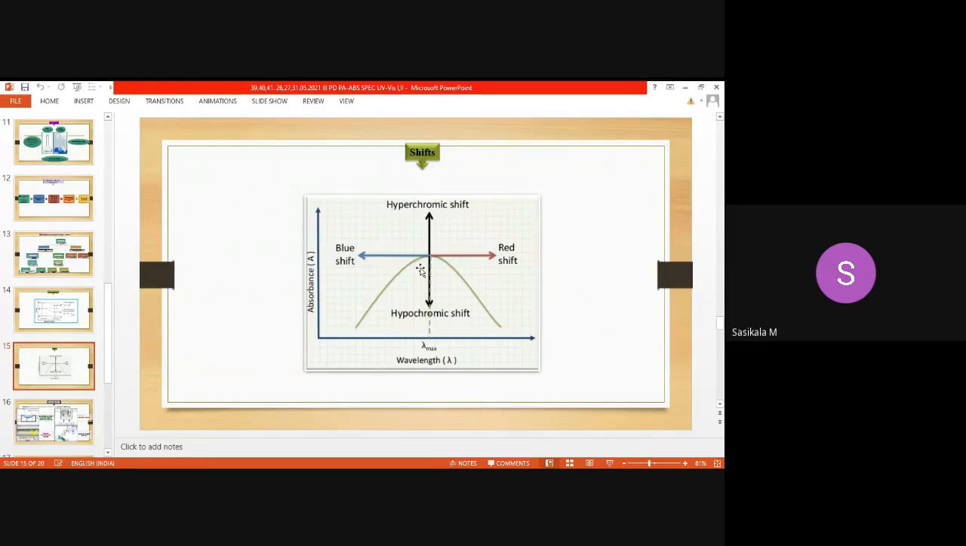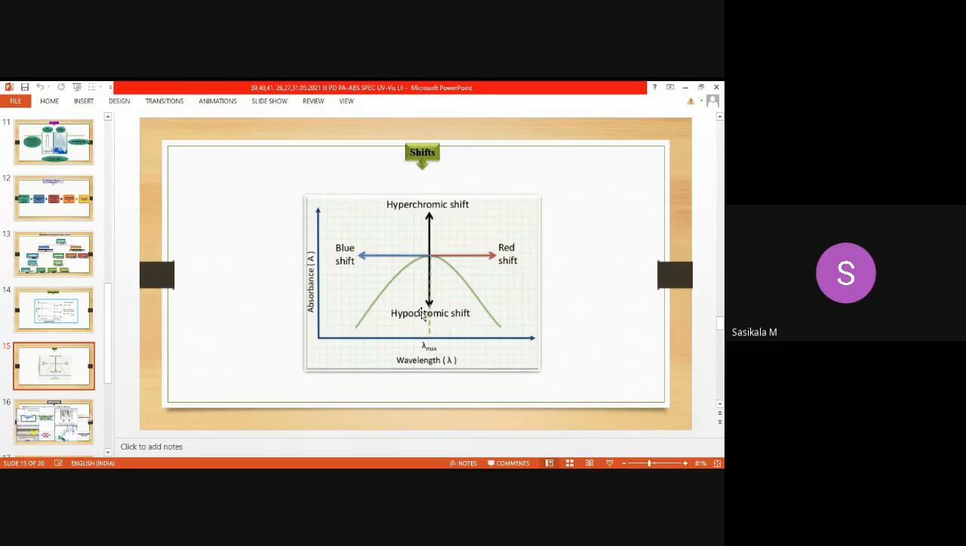And hyperchromic is when the intensity of radiation is high. When the concentration is increased, the shift will occur towards hyperchromic. Hypochromic means less intensity. If the intensity of radiation is reduced, then it will be a hypochromic shift. So these are all the types of shifts that occur in UV visible absorption spectrum, and absorption is also altered.